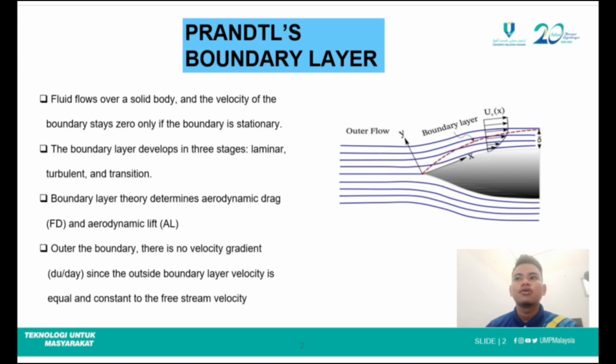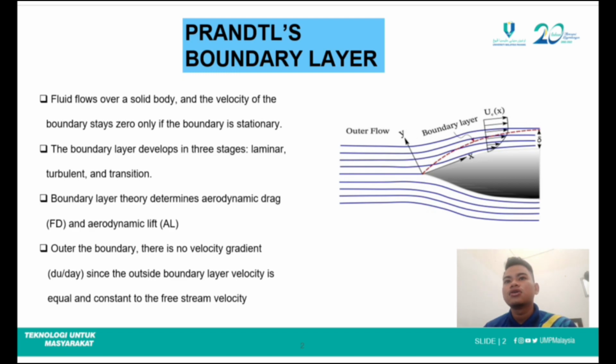Next, we go to the first point. There is fluid flow over a solid body, and the velocity at the boundary stays zero only if the boundary is stationary. Number 2, the boundary layer develops in 3 stages: laminar, transition, and turbulent. Number 3, boundary layer theory determines aerodynamic drag Fd and aerodynamic lift. After the boundary layer, there is no velocity gradient du/dy, since the velocity outside the boundary layer is equal and constant to the free stream velocity.